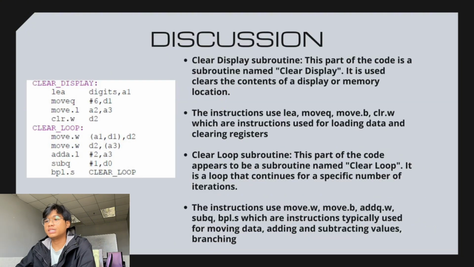The second part of the discussion is about the clear display and clear loop branches, where the clear display branch is used to clear the content on the display or memory location. There are certain instructions such as LEA, move Q and move B, which are instructions used for loading data and clearing registers. And the clear loop branch is a loop that continues for a specific number of iterations. The instructions included in clear loop are move W, move B, add Q.W, sub Q, which are instructions typically used for moving data, adding data, subtracting values, and for branching.